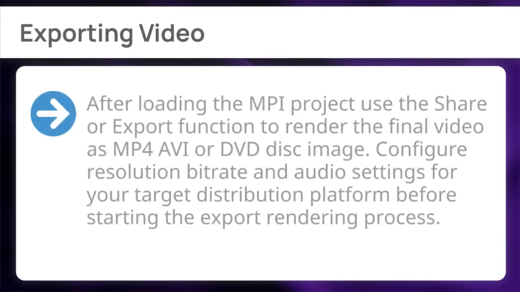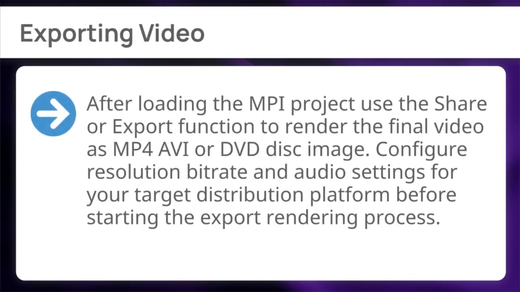Next, exporting video. After loading the MPI project, use the share or export function to render the final video as MP4, AVI, or DVD disk image. Configure resolution, bitrate, and audio settings for your target distribution platform before starting the export rendering process.